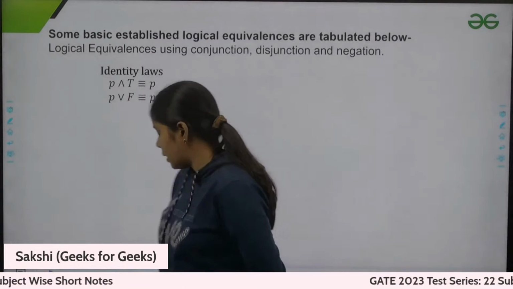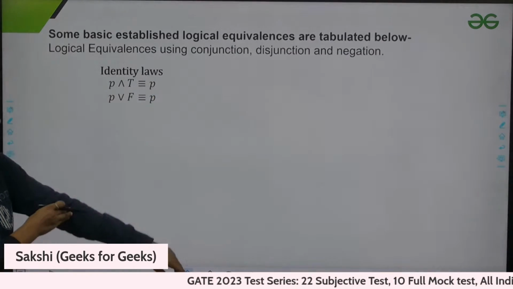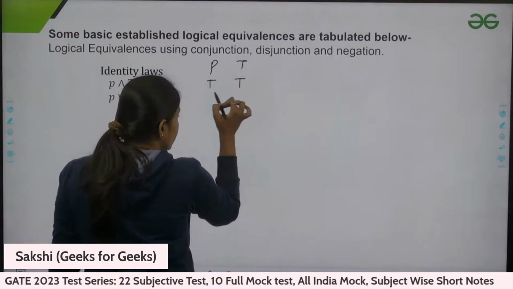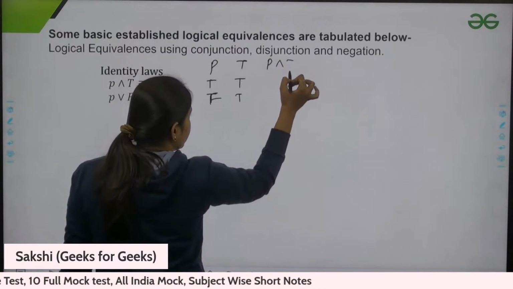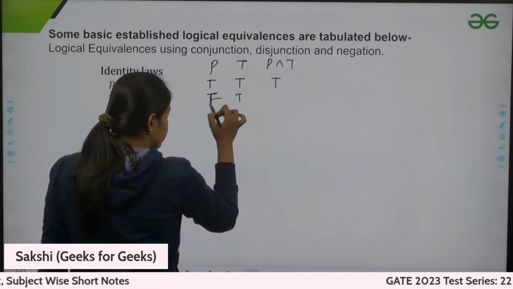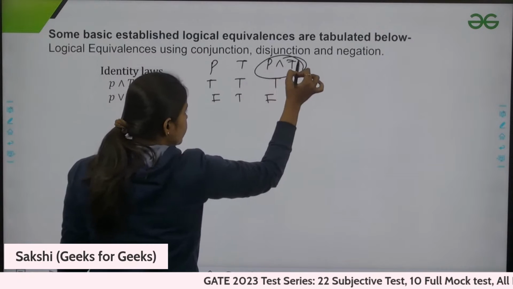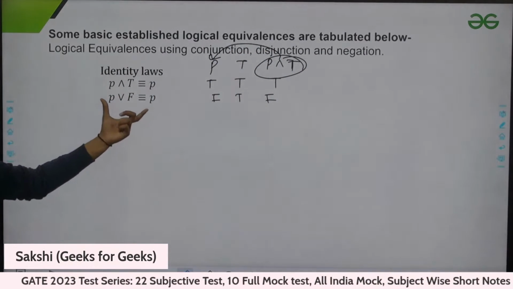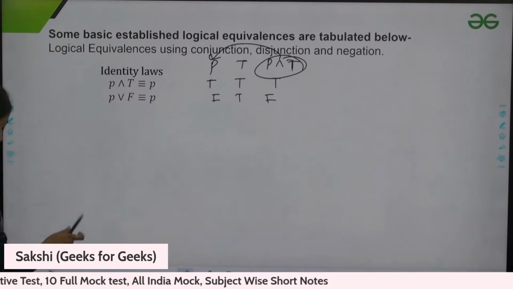Identity law means if I take P and true, it would give me P. You can see using the truth table. If P is true, P is false, P and true will give me true and false. I am getting the same as P. So that is basically by the identity law. P and true will give me P, P or F will give me P.